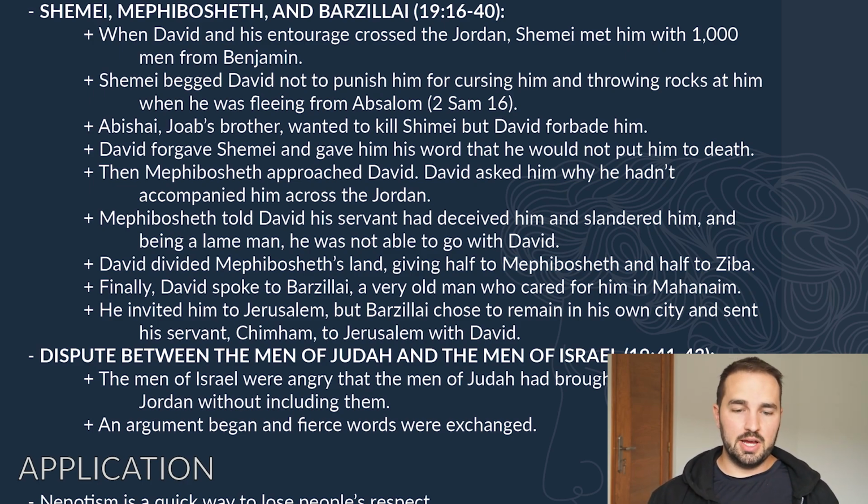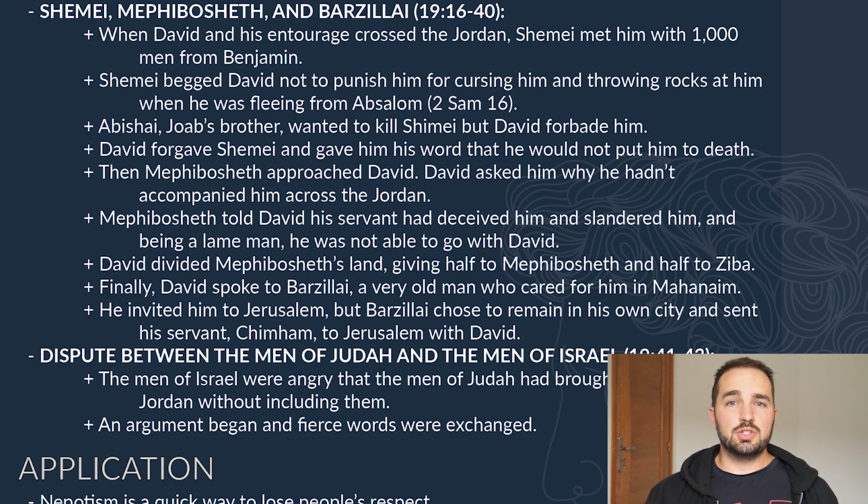Then Mephibosheth approached David. You remember what happened with Mephibosheth? Mephibosheth's servant Ziba had come to David when David was fleeing, and he told David that Mephibosheth wanted to stay in Jerusalem because he thought that maybe the kingdom of Saul, who was his grandfather, was going to be returned to him. So Ziba made it appear as if Mephibosheth had kind of betrayed and turned his back on David in hopes of regaining some benefit from the kingdom. Well, here we find out that Ziba's story may not have been completely truthful.